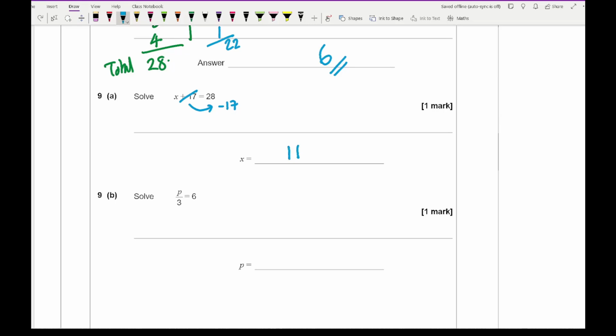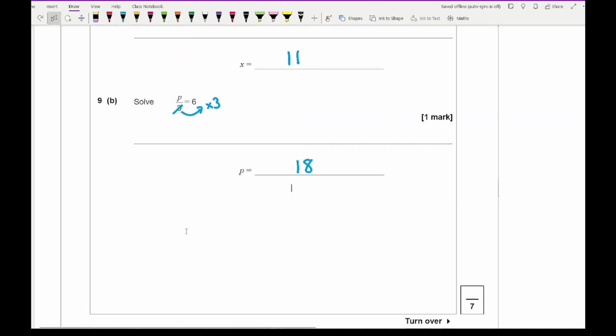Question 9b, we're getting rid of the 3, and the 3 is being divided. So to get rid of it, we need to do the opposite, which is multiply by 3. So p equals 6 times 3, which is 18.